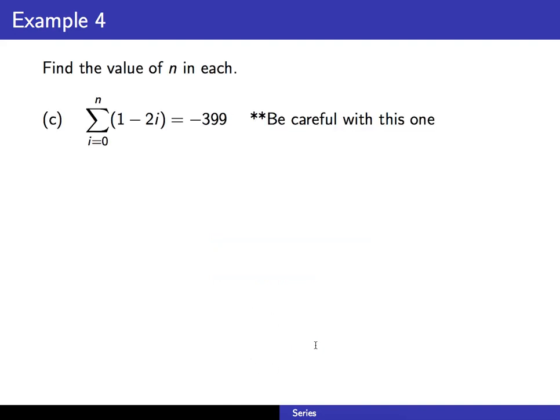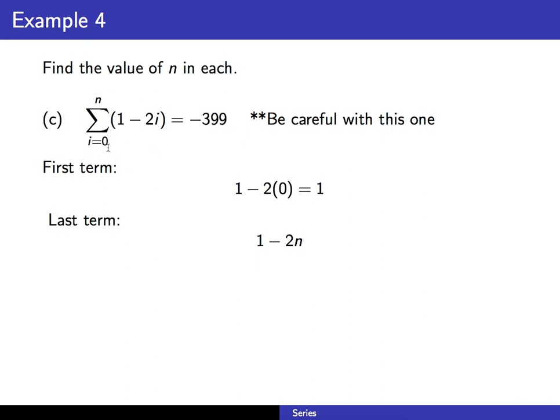All right, part C. Here we have 1 minus 2i for our rule, but this time we're going to start with i equals 0 and not i equals 1. And I have a note here to be careful with this one, simply because we're no longer starting with 1 as our lower limit. We're starting with 0. So our first term is what we get when we plug in a 0 for i. So 1 minus 2 times 0 is 1. Our last term is when we plug an n in for i, so we get 1 minus 2n.